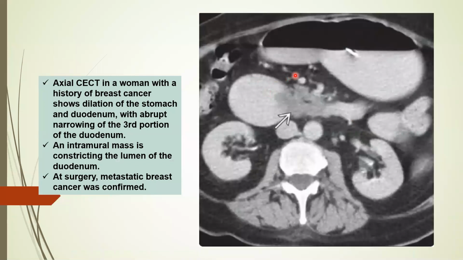This patient is a known case of breast cancer presented with metastasis to the third part of the duodenum. The lesion is annular, ulcerating, with external extension and causing luminal obstruction with proximal dilatation.